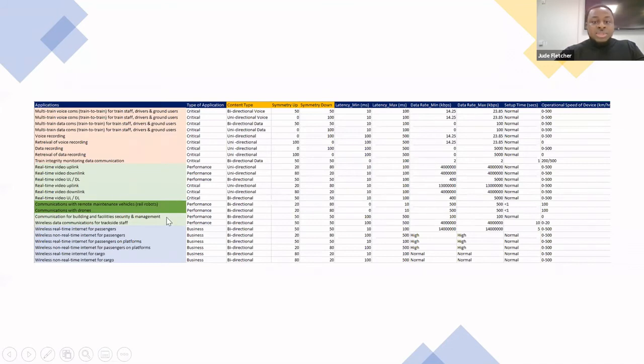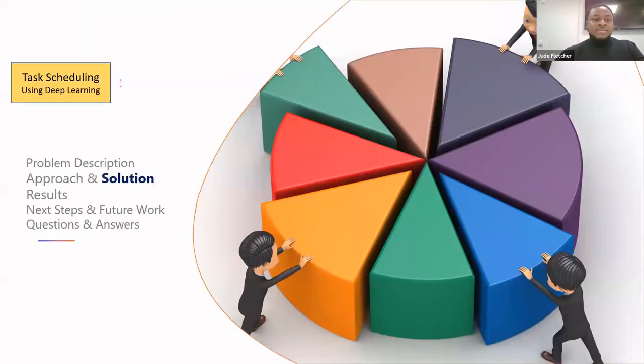And also drones: for Network Rail to be able to use drones to operate within their remit, the drones are required to operate between 0 and 10 milliseconds. But all the other ones have a maximum latency of around 100, some around 500, but most of them have a maximum of 100. So we are going to try and achieve these latency requirements for these applications using Mequon, which we have developed.